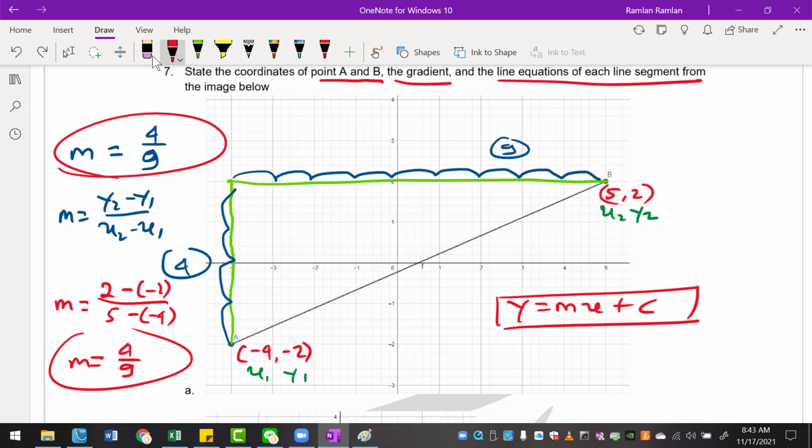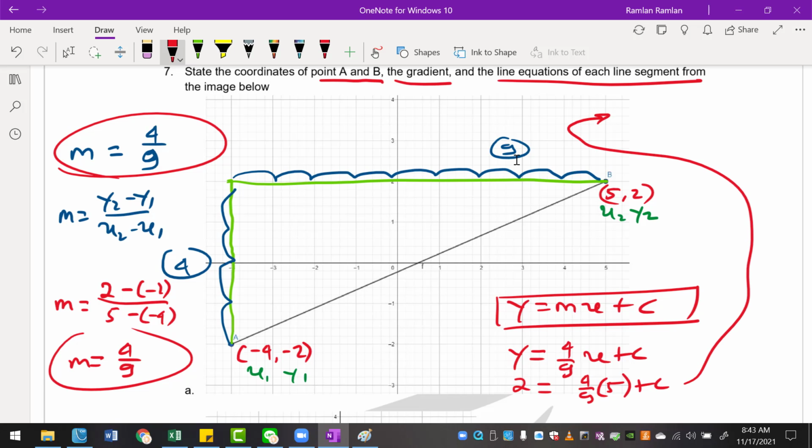So I'm going to use the positive value here, 5,2, and the gradient is 4 over 9. So I can write y equals 4 over 9 x plus c. So how do we find the value of c? Just by substituting the y and the x with 5,2. Again, you can choose one of them. So that will be 2 equals 4 over 9 times 5 plus c. I don't have enough room, so I'm going to put it here. So I will get 2 minus 20 over 9 equals c. So c will be equal to 2 minus 20 over 9.